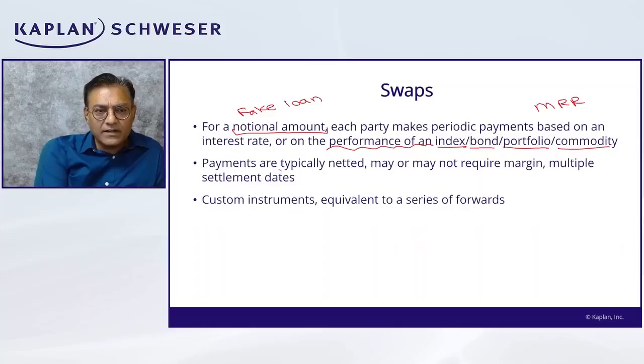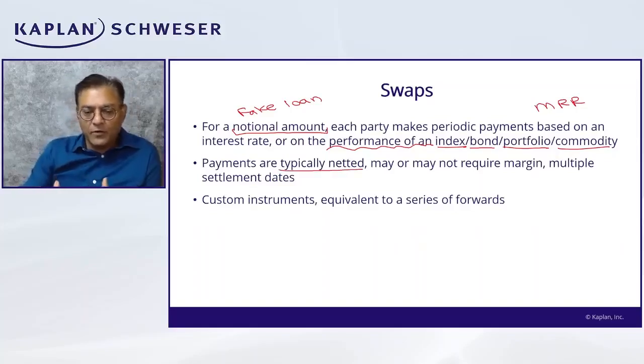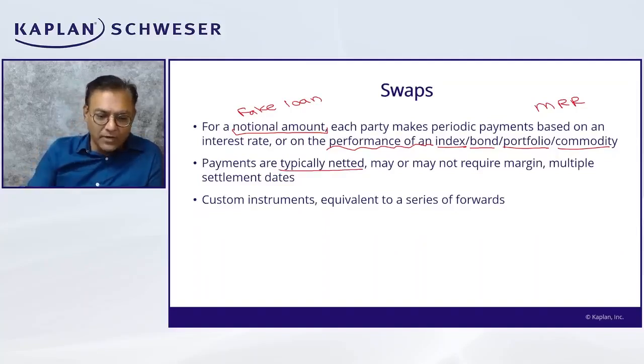Typically, the payments are netted, meaning one party making fixed, other party making floating, doesn't make any sense for each to send the full amount. Typically, they net it out. There may be a requirement for margin depending on the credit quality of the two counterparties. Again, as I said, swap contract entails multiple settlement dates.